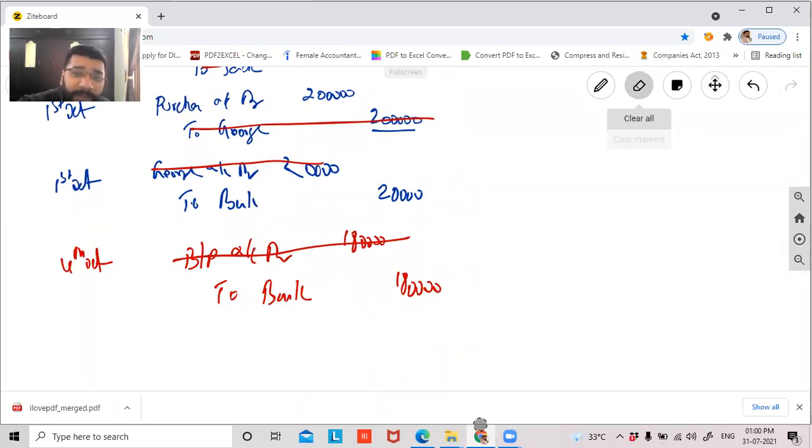This entry, bills payable will come and debit for sure. It will not be bank. It will be bills receivable. Can somebody tell me why it will not be bank?